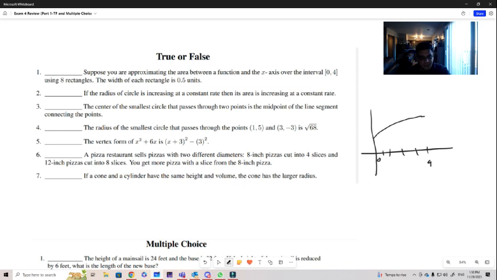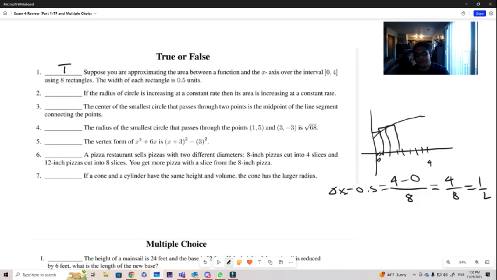We want to know if that's the case, and that's going to happen because, to check these 8 divisions, we do 4, the endpoint, minus 0, the first point, and we divide by 8. This is going to be 4 over 8, which is 1/2, equal to 0.5, and that's the delta x, the length of each piece of the interval. After that we can create our approximating rectangles to get the areas. Okay, so this is going to be true.